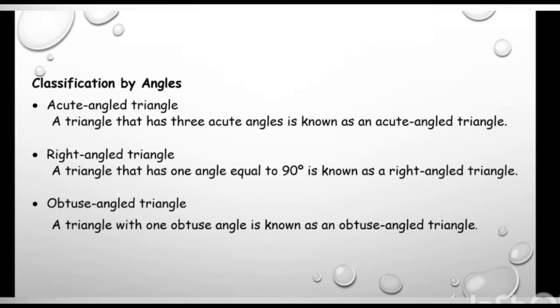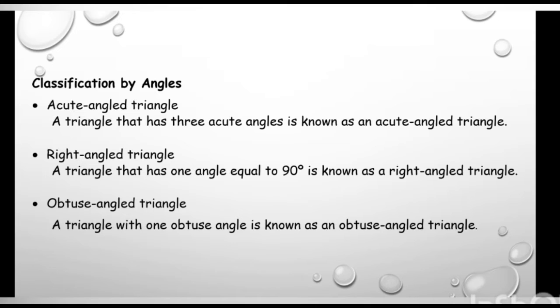See acute angle triangle. Now you all should know what is an acute angle. An angle which is less than 90 degree is called an acute angle, okay? Now by this name, what is an acute angle triangle? A triangle that has 3 acute angles is known as acute angle triangle. This means that when a triangle has all 3 angles which are less than 90 degree, then the triangle is called an acute angle triangle, okay?